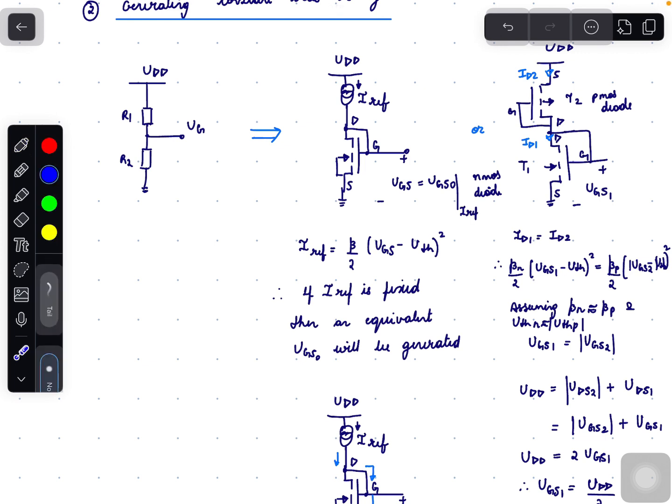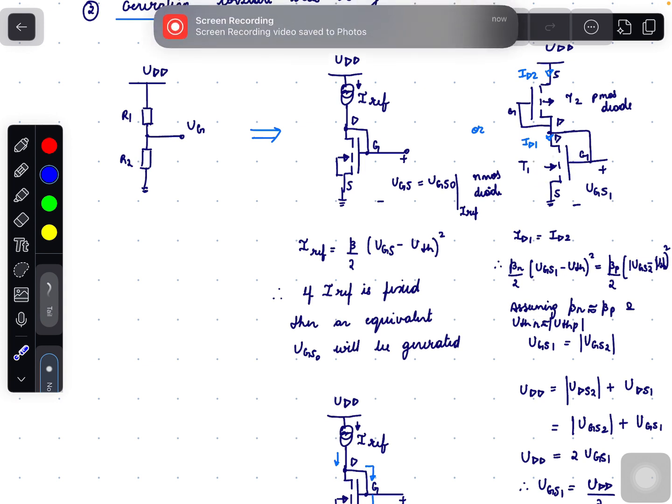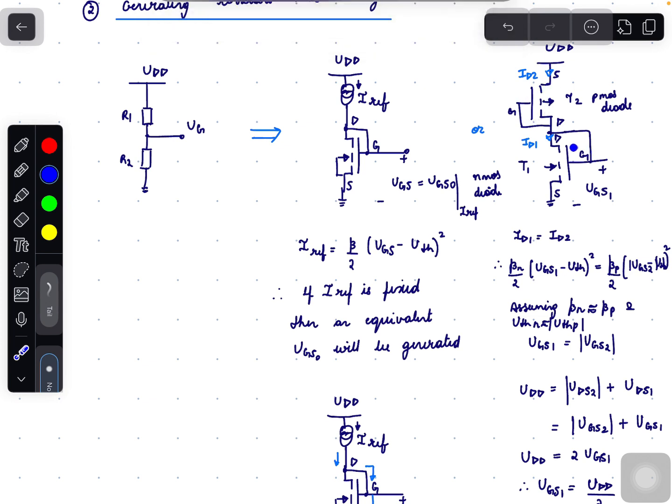In the second method, we can use one PMOS diode and one NMOS diode as shown here. So when a PMOS diode and an NMOS diode are used, the drain current through the PMOS diode will be equal to the drain current through the NMOS diode. So ID1 equals ID2.